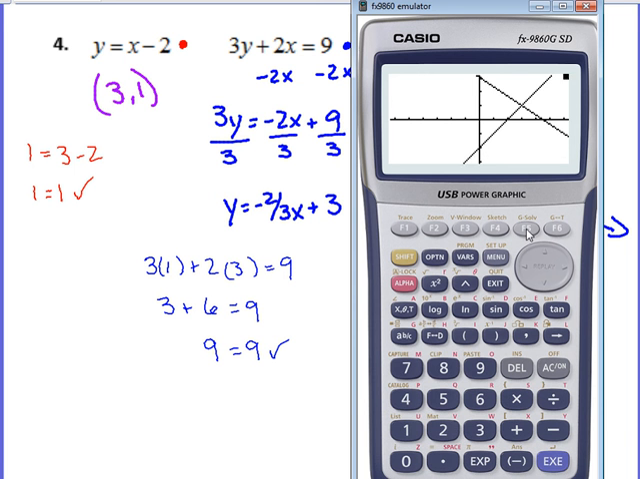So I press F5, and then it calculates where they cross, and it says it's at 3, 1, and that is the answer that we got as well. So your calculator can also find the places where the lines cross. Alright, so Casio people, I want you to do the next example, number 5. Make sure you have that done and we'll go over the answer in class.